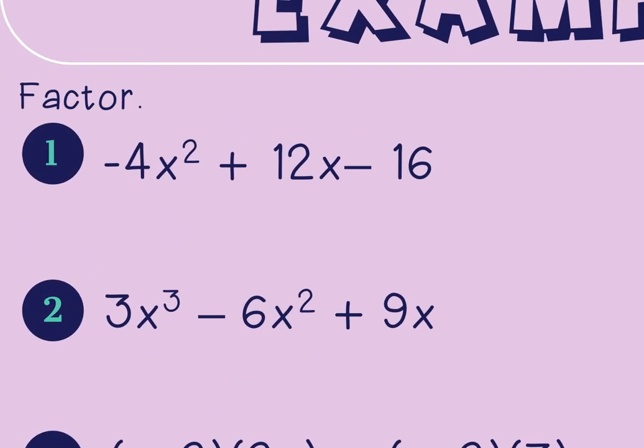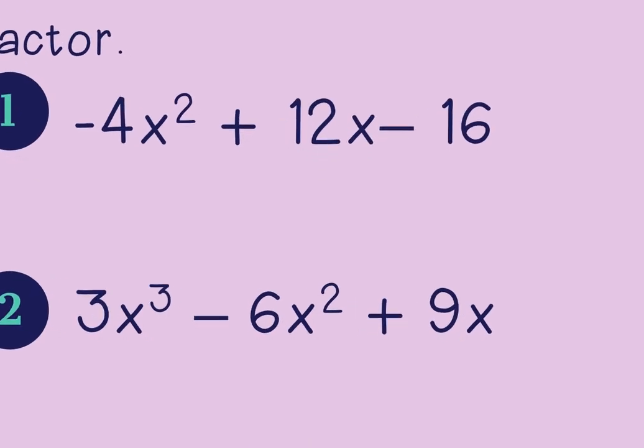All right, look at 1. What's the numeric thing we have in common? A 4. And you can make it -4, you can make it +4, it doesn't matter, okay? Unless it said to make the leading coefficient positive. Other than that, I could take out a +4 or a -4. So I'm gonna take out a 4.